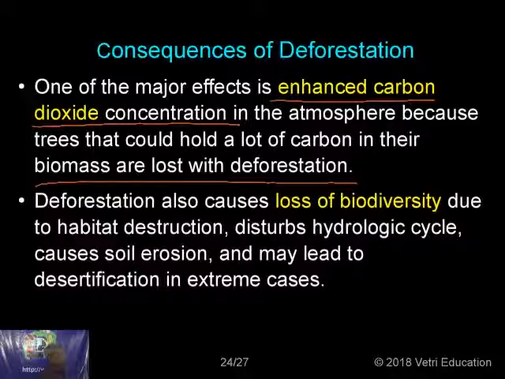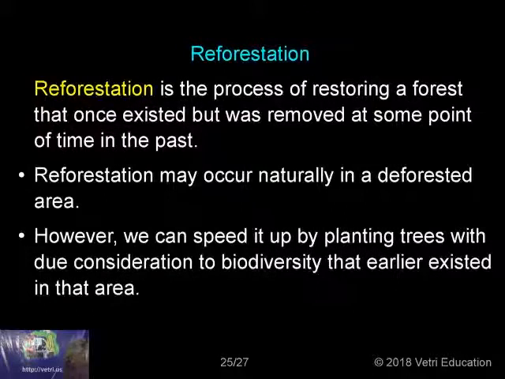Deforestation also causes a loss of biodiversity. That's another very important point. Due to habitat destruction, it disturbs the hydrologic cycle, causes soil erosion, and may lead to desertification in extreme cases. Then what do we have to do? We have to do reforestation.